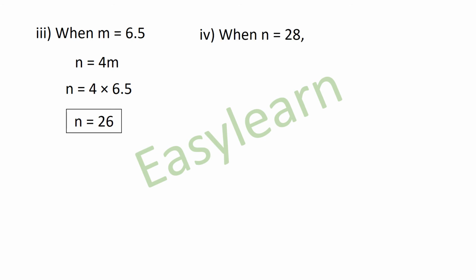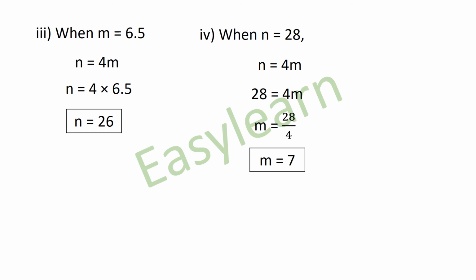Third, m is given 6.5. Equation is n is equal to 4m. Instead of m, let's substitute 6.5. So we get n is equal to 4 into 6.5, which is n is equal to 26. Fourth column, when n is equal to 28, equation n is equal to 4m. Therefore 28 is equal to 4m. m is equal to 28 upon 4. Therefore m is equal to 7.